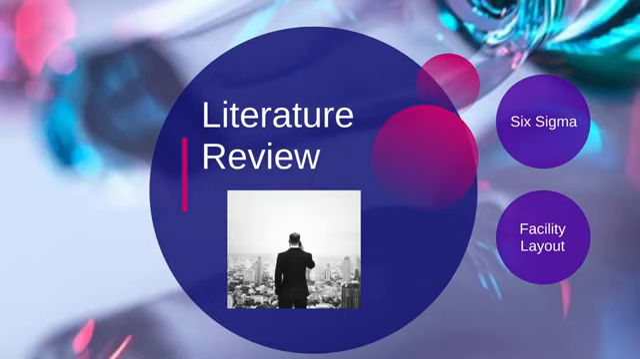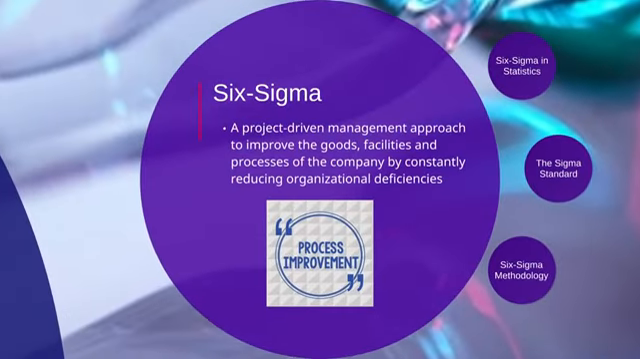So moving to the first topic, which is Six Sigma. What is Six Sigma? Six Sigma is a project-driven management approach to improve the goods, facilities, and processes of the company by constantly reducing organizational deficiencies. So Six Sigma is a continuous improvement process.